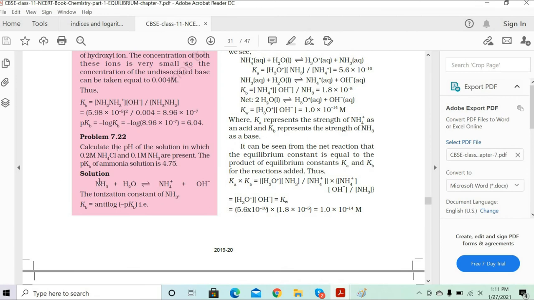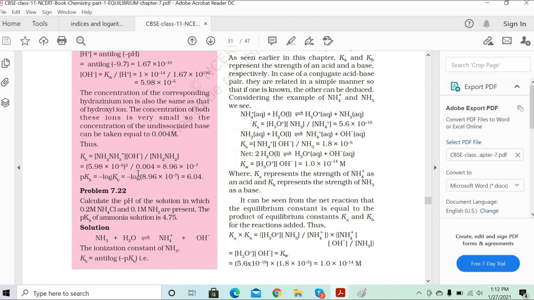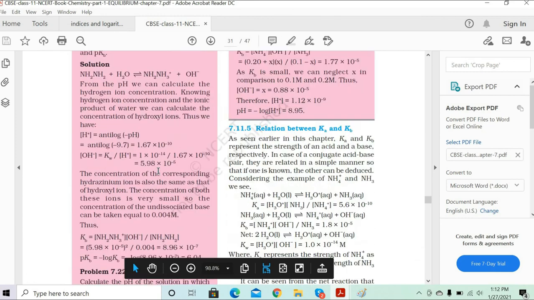Now, let's understand this part. Question is, calculate the pH of the solution in which 0.2 molar ammonium chloride and 0.1 molar ammonia are present. So we need to find the pH of the solution, that means the concentration of H plus ions, and the pKb of ammonia solution is 4.75. So what they have given is the pKb value, 4.75. From the formula pKb is equal to minus log of Kb, you will get the Kb value, the equilibrium constant of the base. Clear?